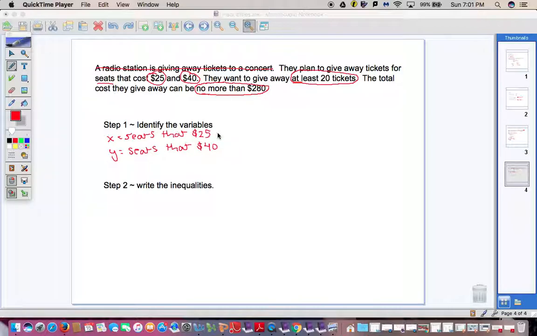So we've got the $25 that cost. Maybe I should write that word cost in here. Or you could have named them as the $25 tickets and the $40 tickets. Okay, so let's write the inequalities that go along with this story.